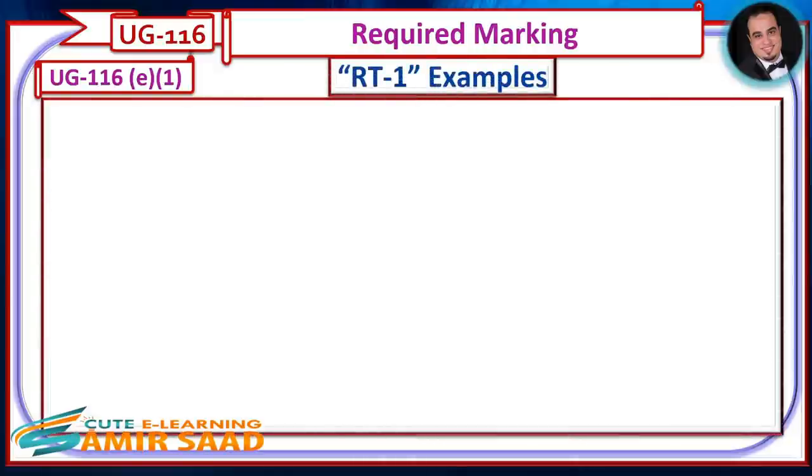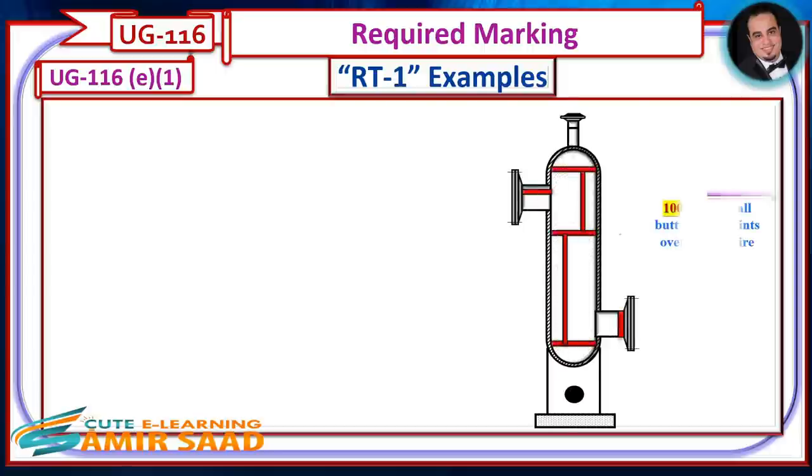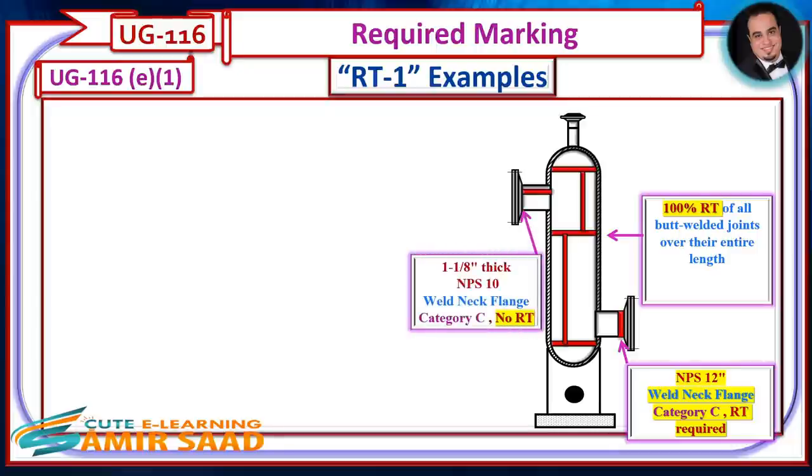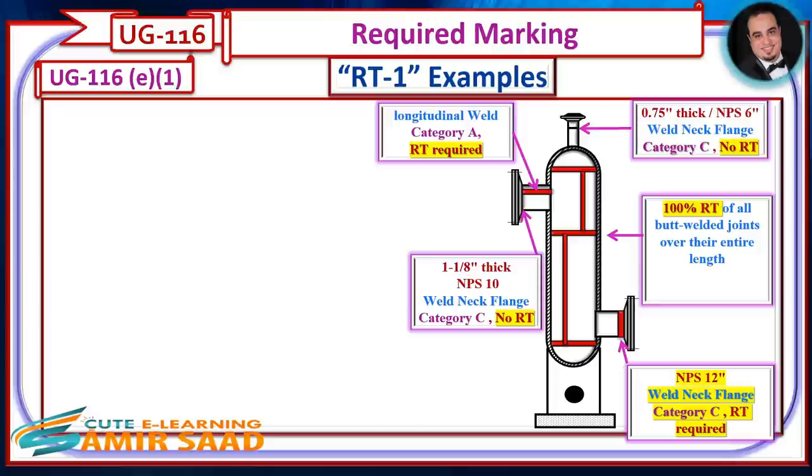RT1 examples. As illustrated in the vertical vessel, 100% RT of all butt welded joints over their entire length. NPS 12 inches weld neck flange, category C, RT required. 1⅛ thick, NPS 10 weld neck flange, category C, no RT required. Longitudinal weld category A, RT required. ⅜ inches thick, NPS 6 inches weld neck flange, category C, no RT required.